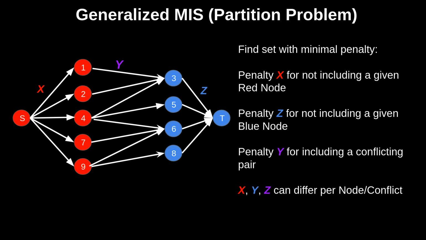And so the maximum independent set problem turns out to be a restricted version of this generalized problem where the penalty for not including a node is 1, and the penalty for including a conflict is infinity, because we're basically saying we cannot include any conflict. If we are trying to minimize the minimum cut, we are trying to minimize penalties, and the size of our maximum independent set will be whatever is remaining and whatever we don't remove.